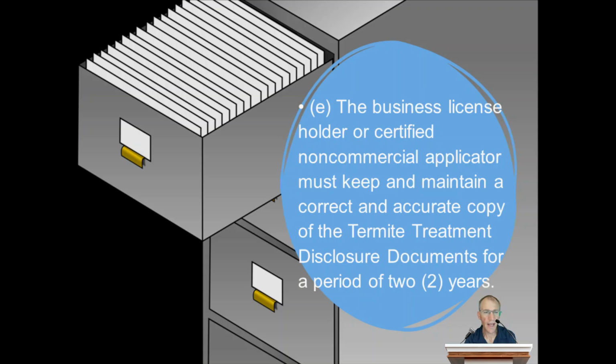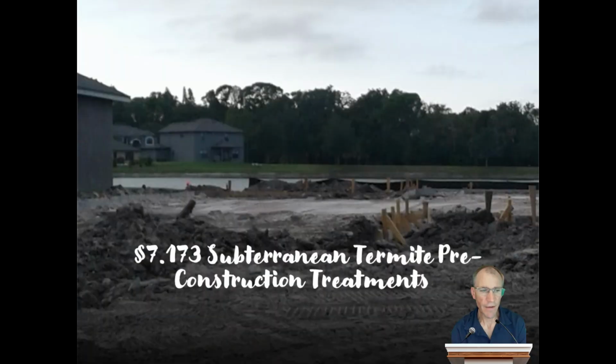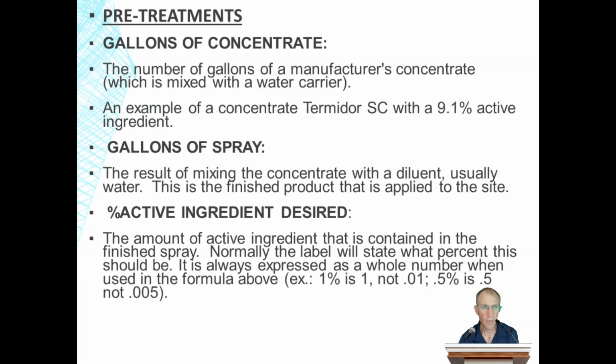E. The business license holder or certified non-commercial applicator must keep and maintain a correct and accurate copy of the termite treatment disclosure documents for a period of 2 years. 7.173, Subterranean Termite Pre-Construction Treatments.